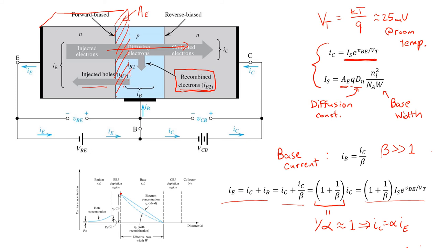So these equations describe the IV characteristics of the NPN BJT in active mode, where again, the base-emitter junction is forward biased and the collector-base junction is reverse biased. When using these equations, just note the polarities of the current as they're labeled here. Those are the appropriate polarities for the NPN type BJT.